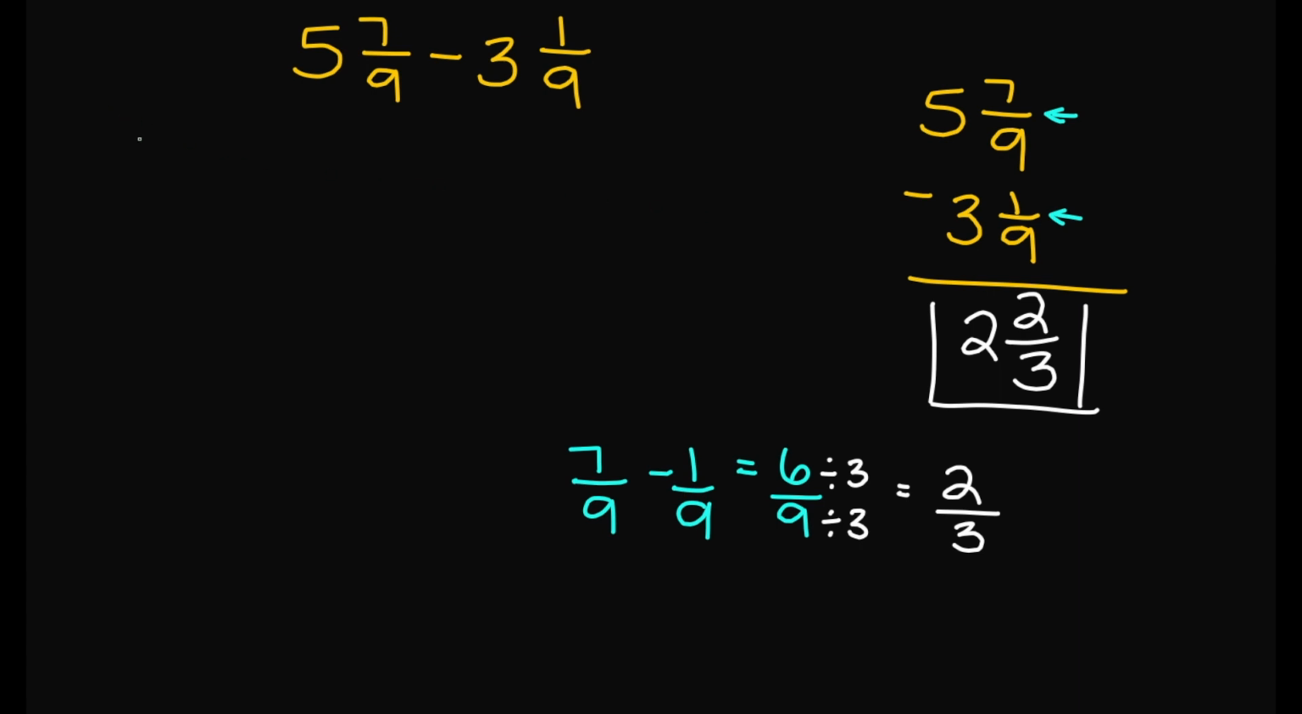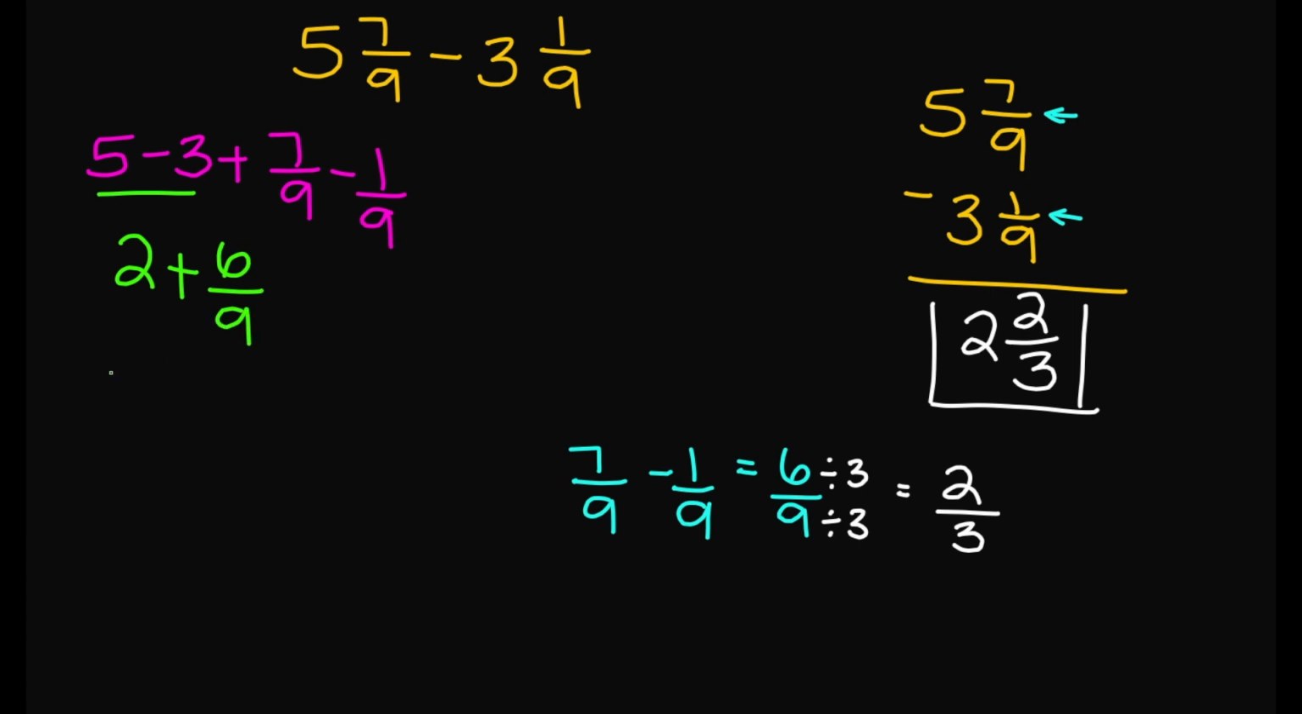So let's see if we expand. So 5 minus 3 plus 7 over 9 minus 1 over 9. So 5 minus 3, this is going to equal 2. And then plus 7 over 9 minus 1 over 9, this is going to equal 6 over 9. And you're going to get here 2 and 6 ninths. But when you simplify your 6 over 9, you're going to get 2 over 3. So you're going to get 2 and 2/3, because we simplified here with my 3 and with my 3.